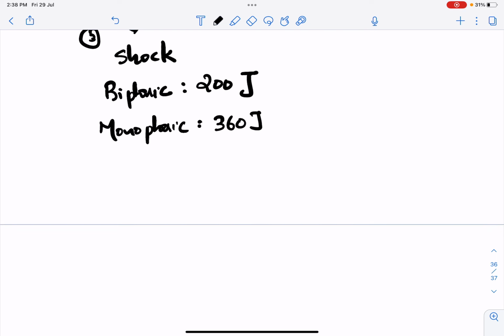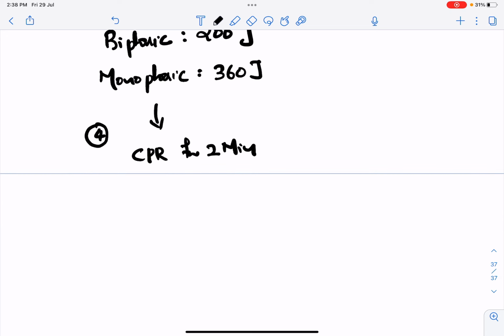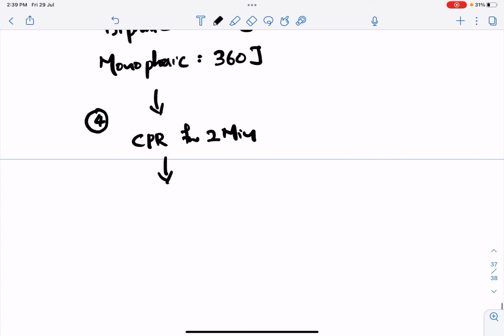Immediately after delivering the shock, you have to resume your CPR for 2 minutes. You should give uninterrupted CPR for 2 minutes. That's our fourth step. After 2 minutes, again stop CPR, check for the pulse and look at the monitor for the rhythm. Again, look for the rhythm, whether it is shockable or not.